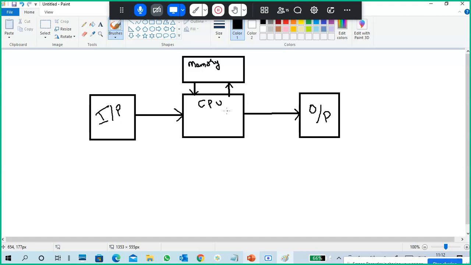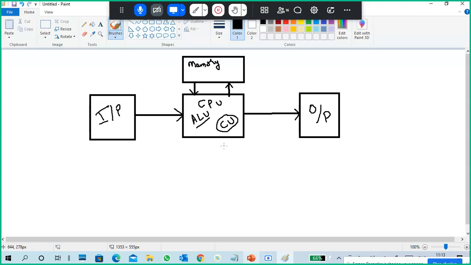About the CPU, the CPU has mainly two things: one is the ALU and the CU, arithmetic and logical unit and control unit. The control unit will actually control the flow of data: how to load instructions, how to give output, how to store the data, how to retrieve the data. The ALU will do all the instruction work.